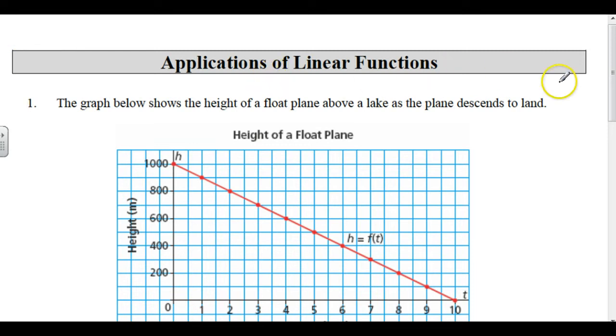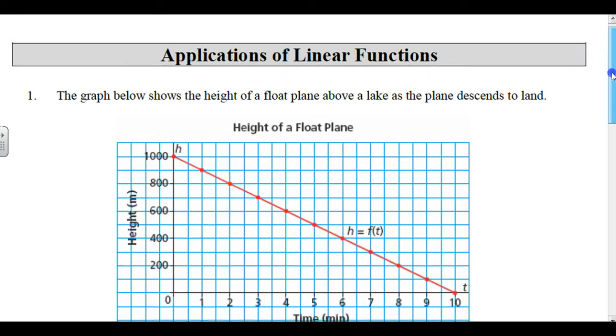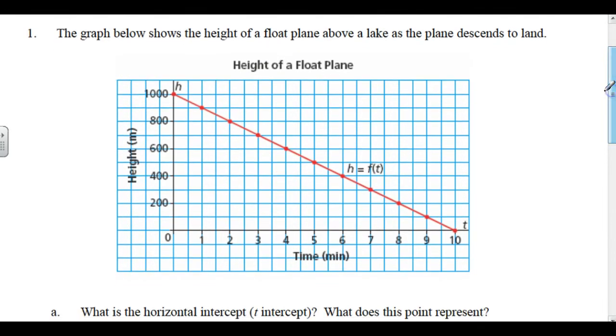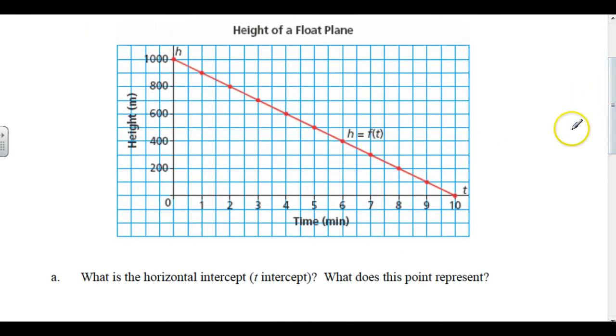Applications of linear functions. So where do we actually use these things? The graph below shows the height of a float plane above a lake as the plane descends to land. So we have the h-axis and the t, and we have height as a function of time. What is the horizontal intercept, the t-intercept? And what does this point represent?